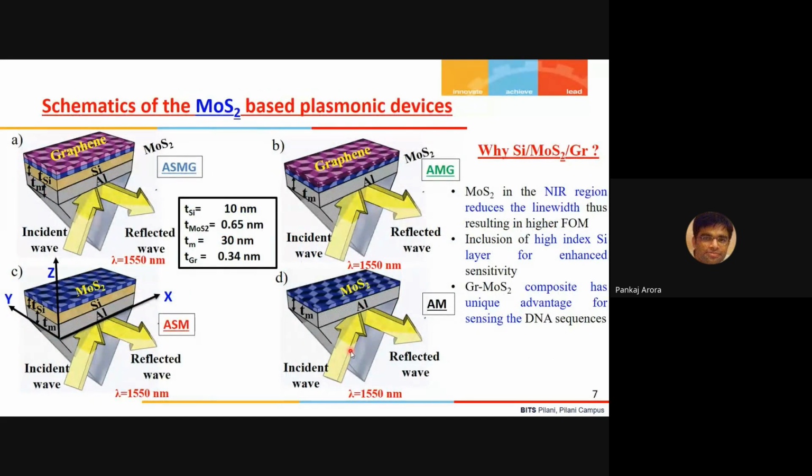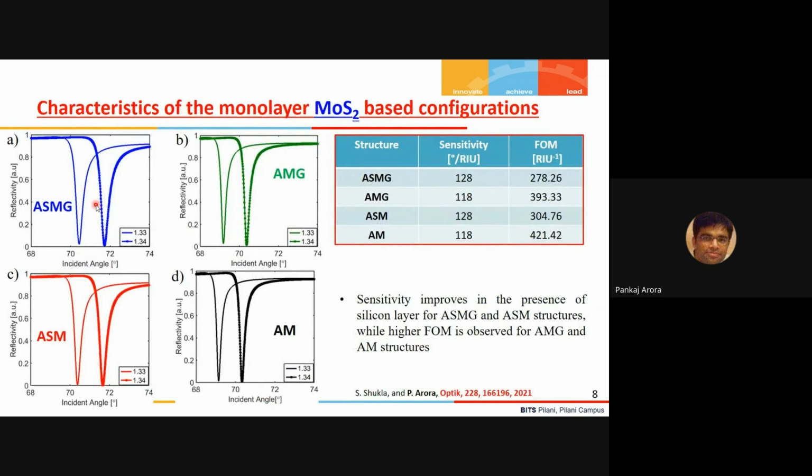Over here, we are proposing 4 different configurations. I label them ASMG, aluminum silicon MoS2 graphene; AMG, aluminum MoS2 graphene; ASM, aluminum silicon MoS2; and AM, aluminum MoS2. The thicknesses are jotted down over here. So we tried to calculate the sensitivity and figure of merit for all those configurations.